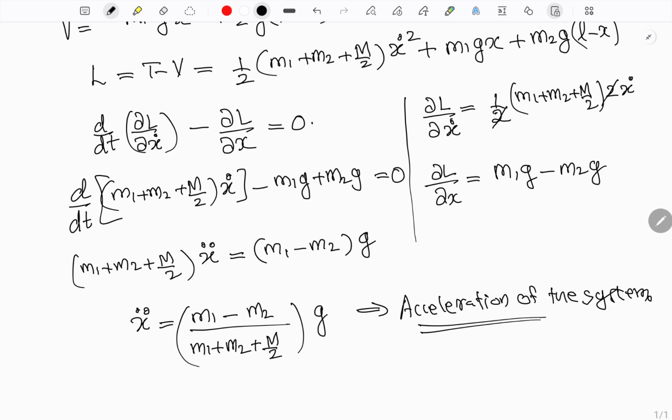Okay, so for an Atwood's machine with a pulley with mass, we found the acceleration of the system. Here the assumptions are that the string is massless, but it is an inextensible string, so the length is constant. Also we have assumed that the motion of the rope around the pulley is motion without slipping. And also we have assumed that the pulley is a disk of mass M and radius r. I hope you understood the idea.